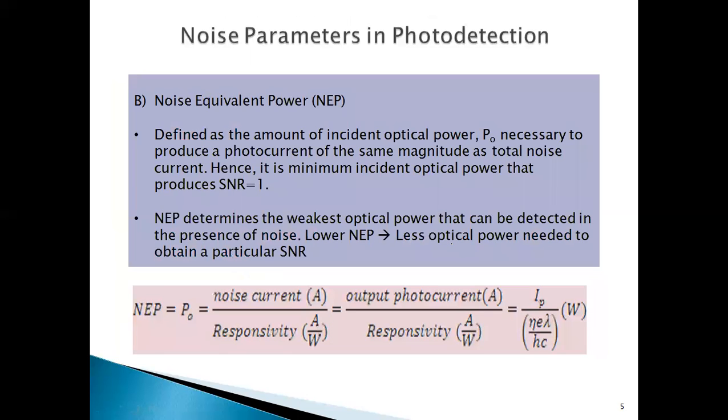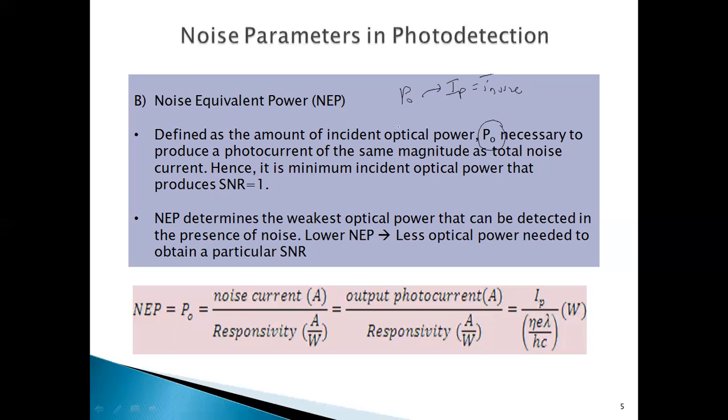Number two is about the noise equivalent power, the NEP. The noise equivalent power is defined as the amount of incident optical power, P naught, which is necessary to produce a photocurrent of the same magnitude as the total noise current. That means P naught is such that it produces a photocurrent IP which is the same as I noise. The photocurrent produced by P naught is the same as the total noise current, that is, the root mean square of the noise current.